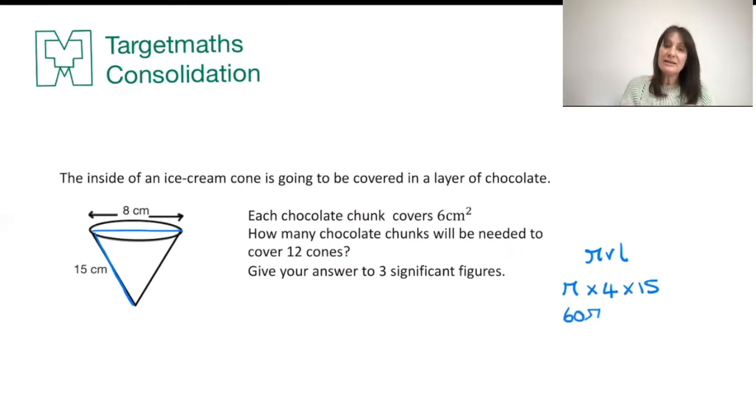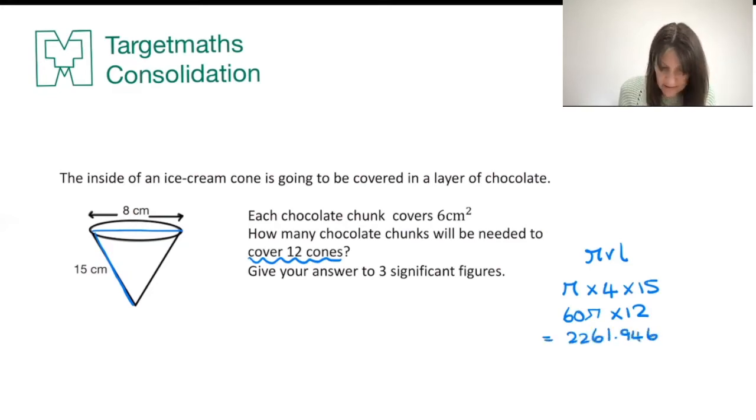That is in terms of pi. I'm only stopping there because it's not just about one cone. It's about covering 12 cones. So I'm just going to times that through by 12 and not worry about the decimal display until I've done that. That then gives me 2261.946, on and on it goes, okay? So that's the total surface area for all 12 cones.